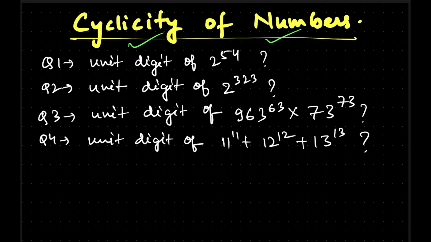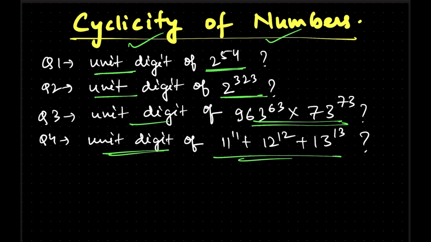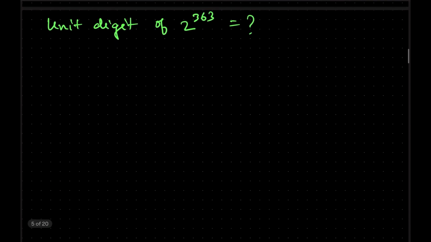These types of questions you have often seen in exams, like 2 to the power 54, what is the unit digit? Similarly, the unit digit of 2 to the power 323, or the unit digit of a multiplication, and similar problems. You can't manually multiply these numbers, they are so big. So we will see how to do this.